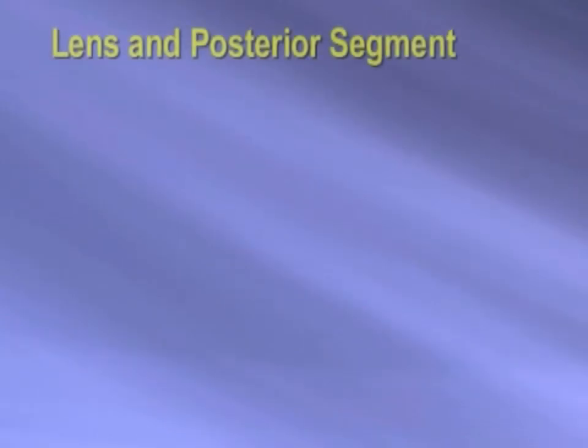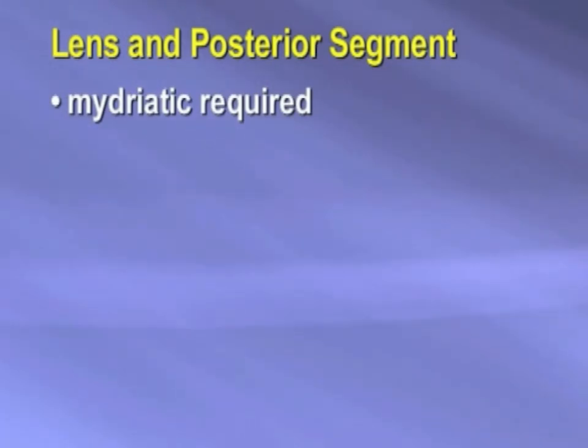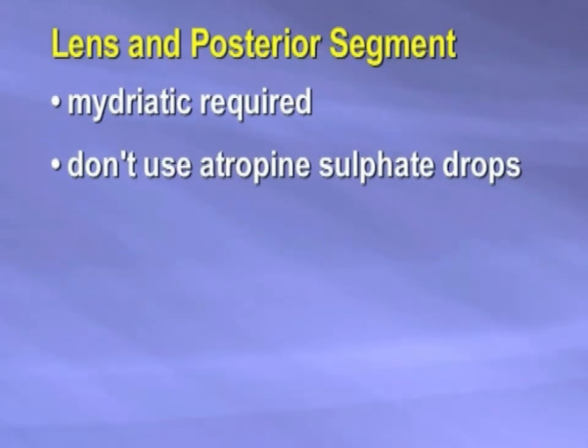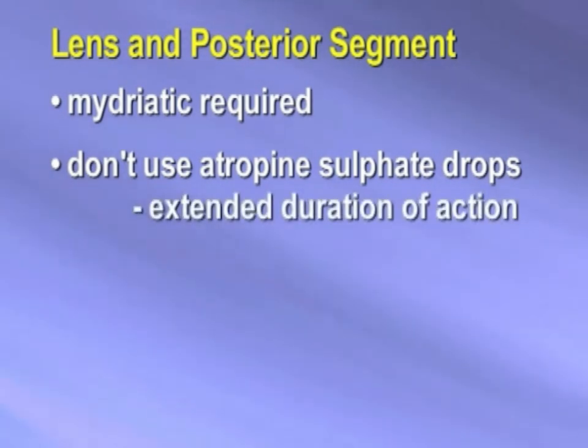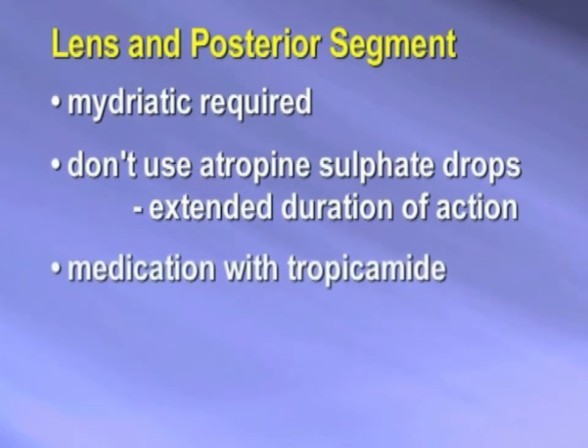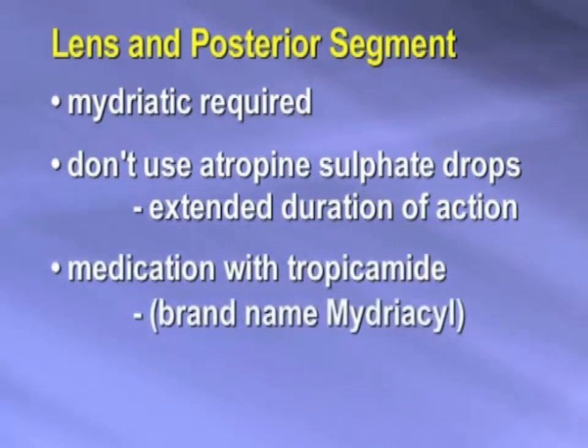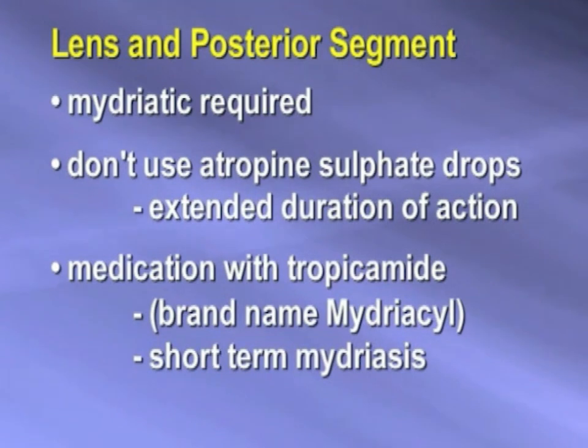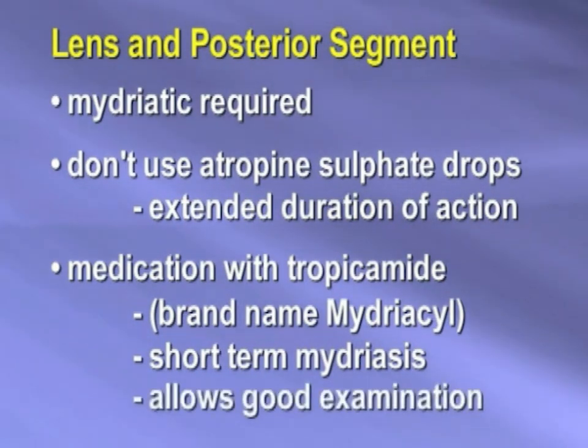In order to facilitate examination of the lens and posterior segment, a mydriatic will need to be used. In a diagnostic situation, it's important to remember not to use atropine sulfate unless it is already part of a therapeutic regime for the patient. This is because of the extended duration of action of atropine that is seen in many patients. Medication with tropicamide, brand name Mydriacyl, will allow short-term mydriasis and also allow a good lenticular and posterior segment examination.